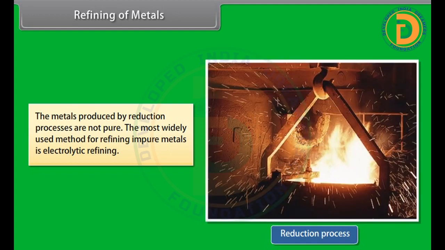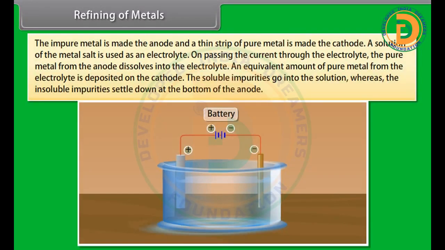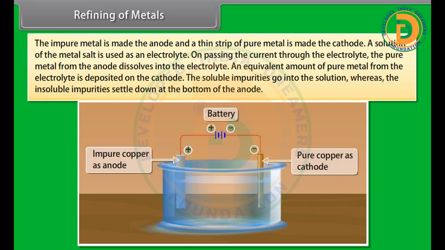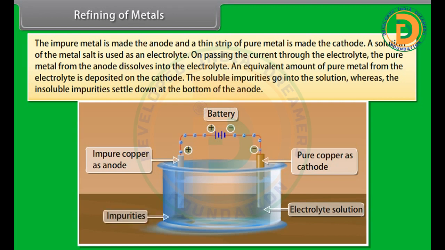The most widely used method for refining impure metals is electrolytic refining. Many metals are refined electrolytically. The impure metal is made the anode and a thin strip of pure metal is made the cathode. A solution of the metal salt is used as an electrolyte. On passing the current through the electrolyte, the pure metal from the anode dissolves into the electrolyte. An equivalent amount of pure metal from the electrolyte is deposited on the cathode. The soluble impurities go into the solution, whereas the insoluble impurities settle down at the bottom of the anode. These are known as anode mud.